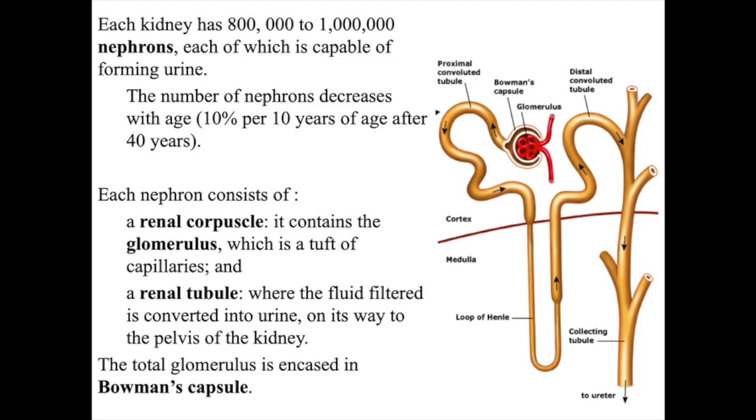And now let's go over the structure of a nephron. So again, we have around 800,000 to 1 million nephrons. The number of nephrons decreases with age, and therefore, from our previous conversation, we can infer that the renal function will decrease with age. And then this is the structure of a nephron.